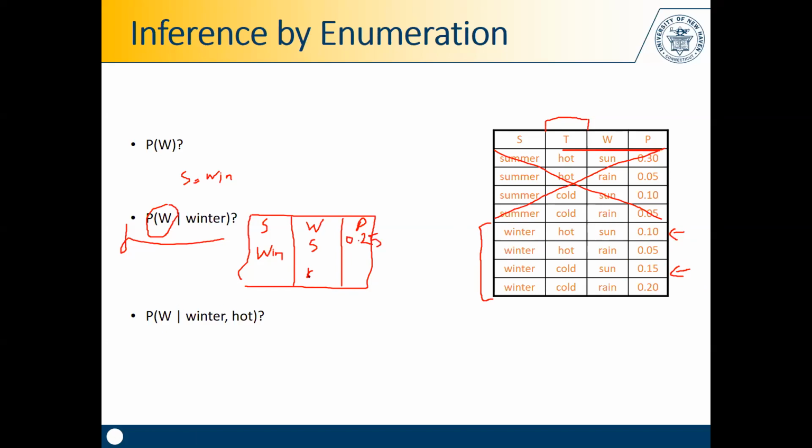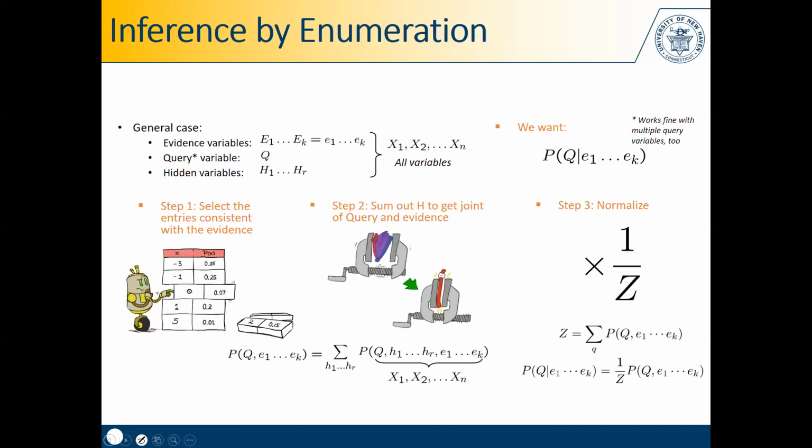What about weather being rainy? We have to look at these two values now. It's 0.05 plus 0.20, which gives us another 0.25. Now, what's the third step? If you remember, the third step is to normalize.